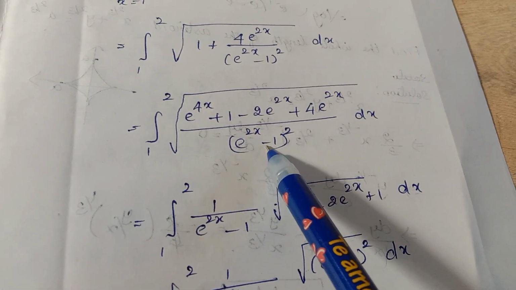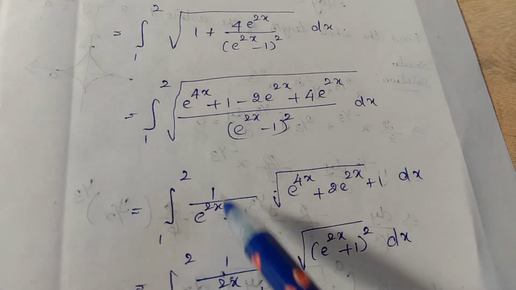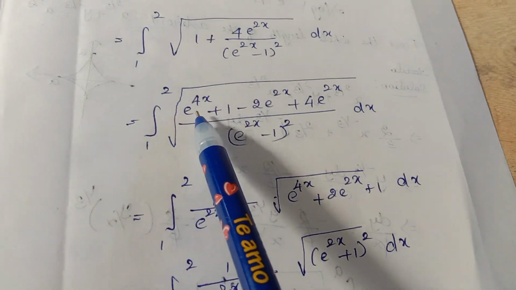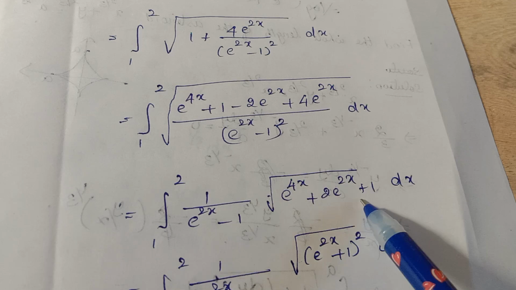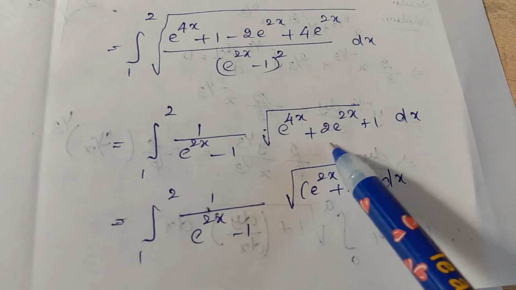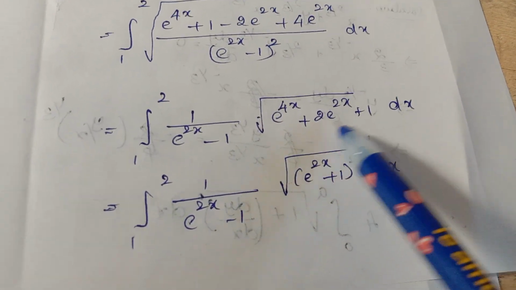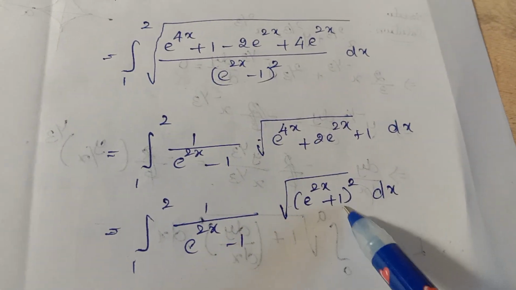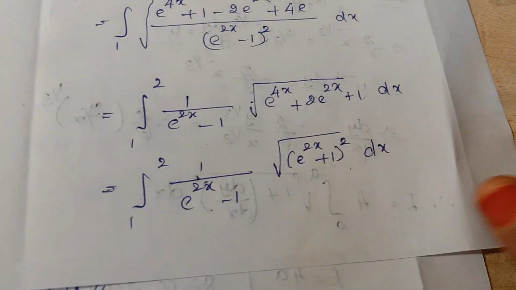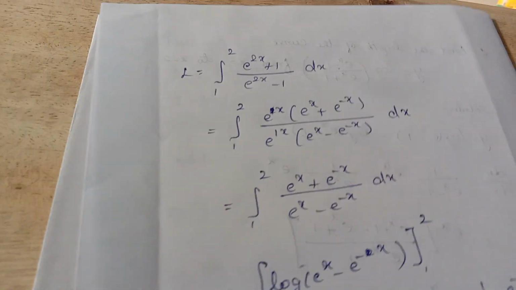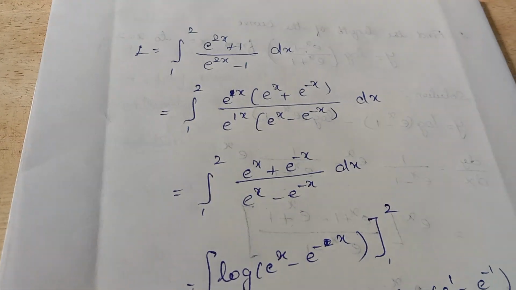The denominator, if you take it out of the square root, will be simply 1 by e power 2x minus 1. In the numerator, it will be e power 4x plus 2 e power 2x plus 1. This is like a square plus 2ab plus b square, which can be written as (a plus b) the whole square, that is (e power 2x plus 1) the whole square. This can also be taken out of the square root. So length is equal to the integral from 1 to 2 of (e power 2x plus 1) by (e power 2x minus 1).